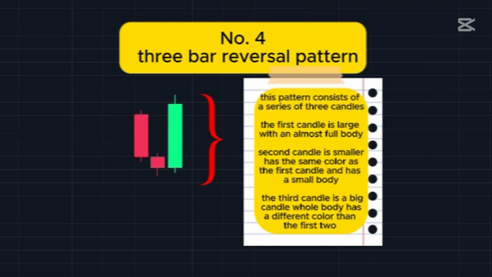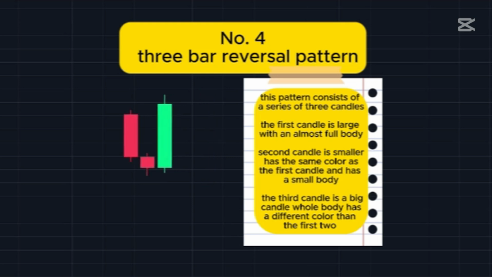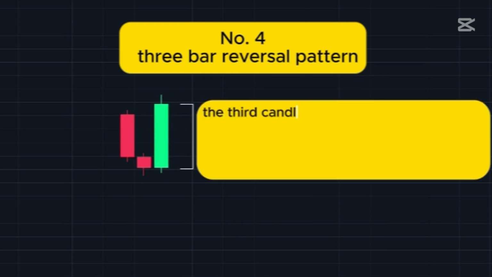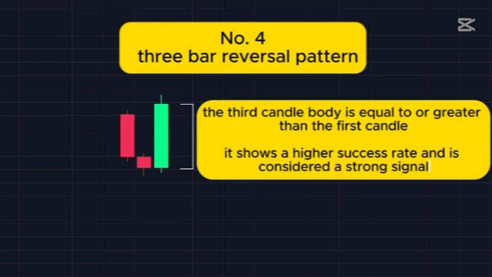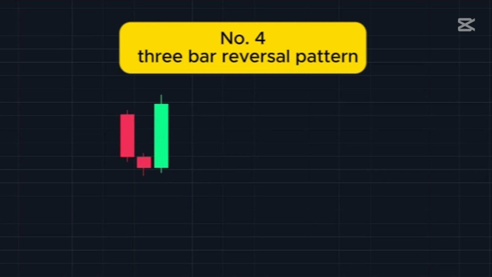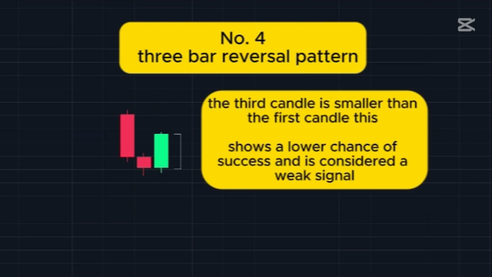The size of the third candlestick affects the success rate of this model. If the third candle body is equal to or greater than the first candle, it shows a higher success rate and is considered a strong signal. If the third candle is smaller than the first candle, this shows a lower chance of success and is considered a weak signal.